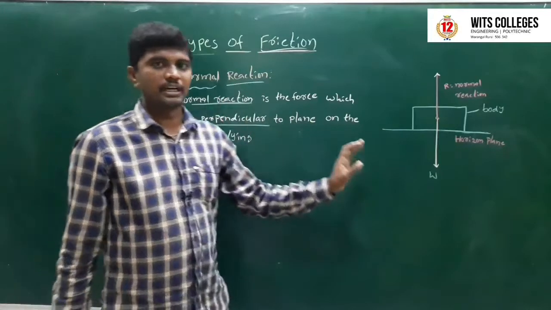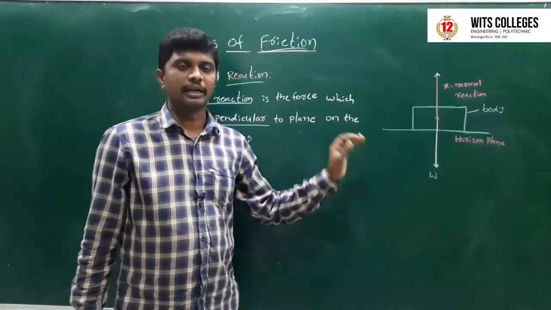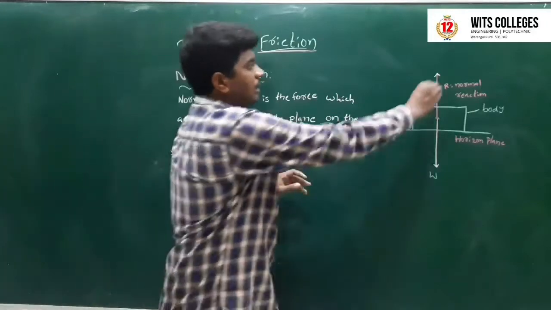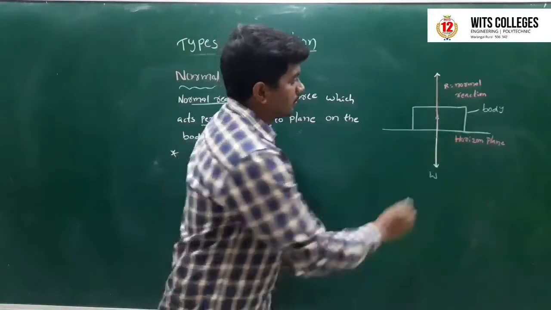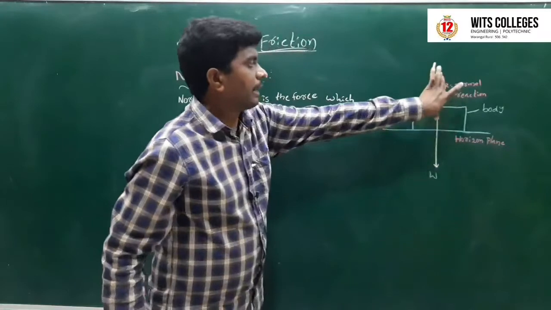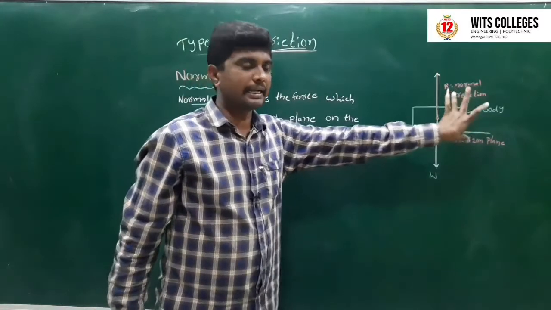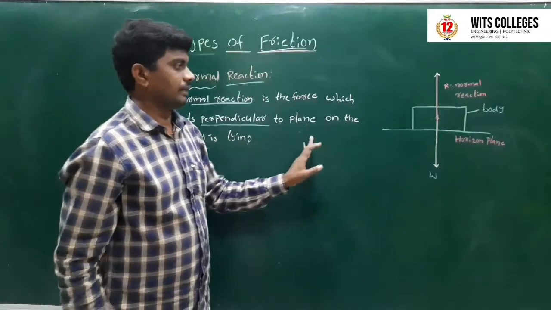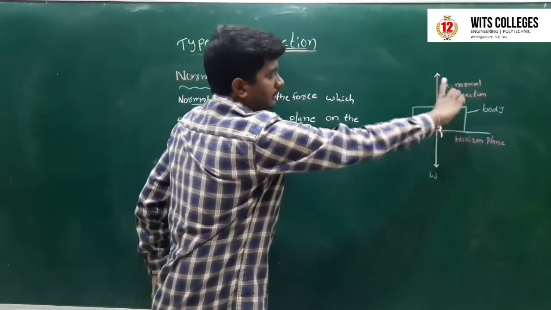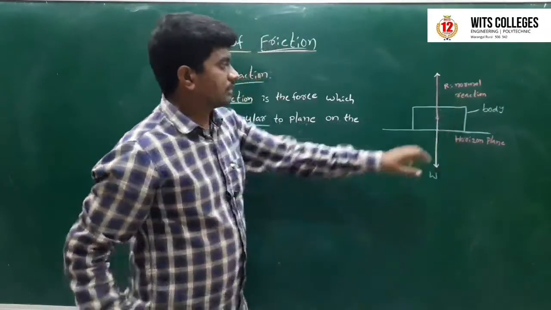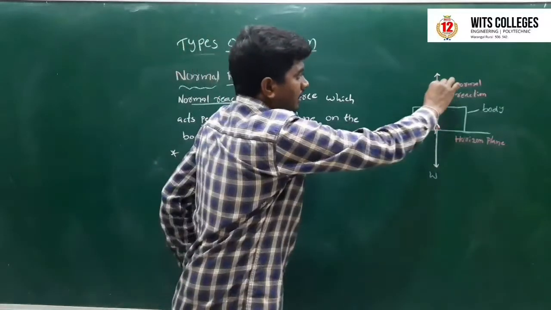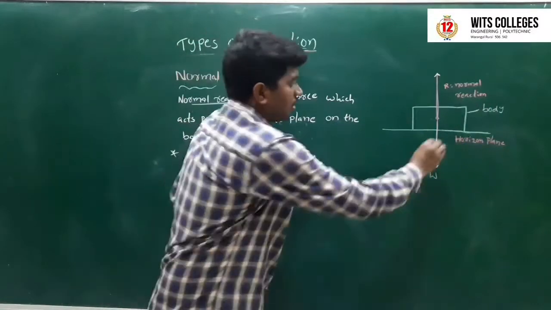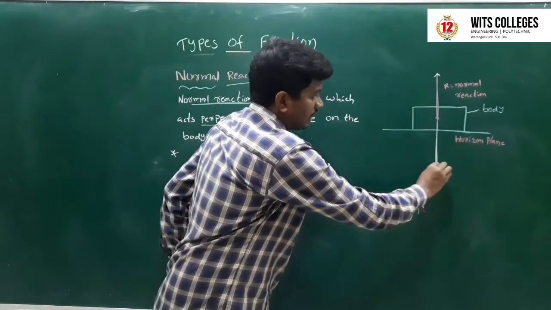Normal reaction is the force which acts perpendicular to the plane on which the body is lying. Perpendicular means 90 degrees. The line perpendicular to the plane is the normal reaction, and the downward direction is the weight.